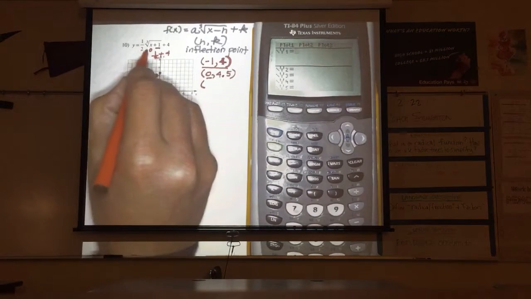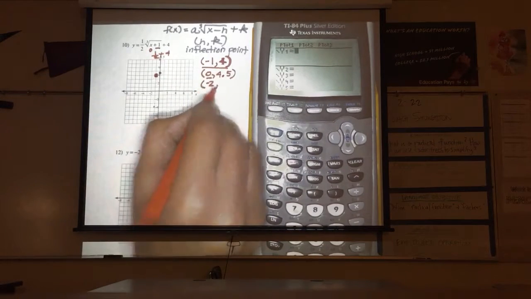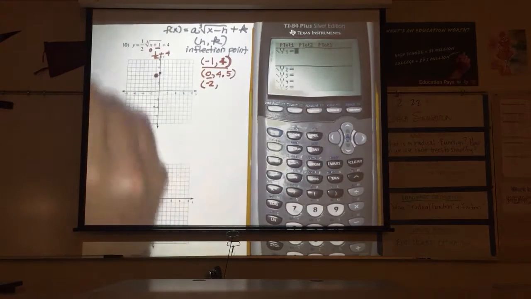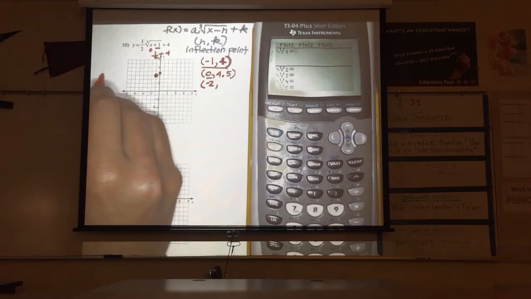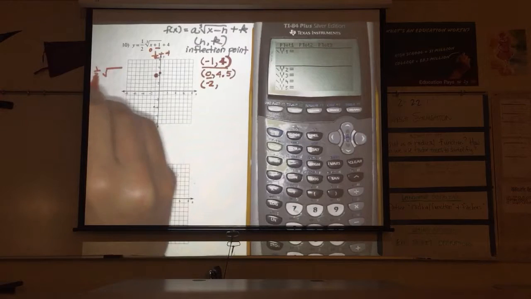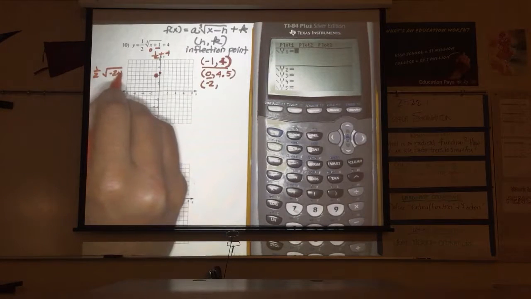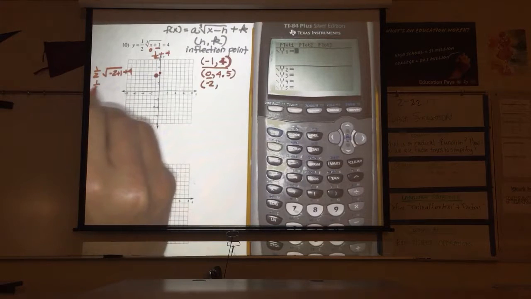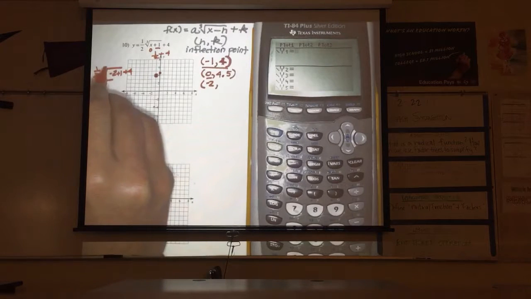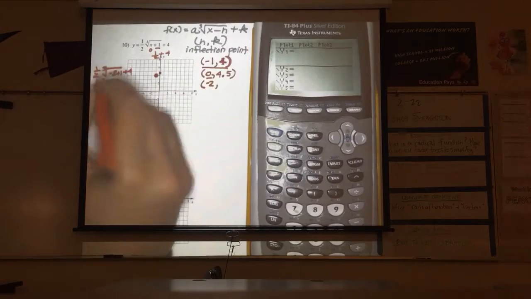So I'm going to plug in negative 2. Because if I plug in negative 2, I'll work it out right here so you can see it. If I plug in negative 2, what that's going to create for me is I'll have 1/2 the cube root. Remember, it's a cube root.